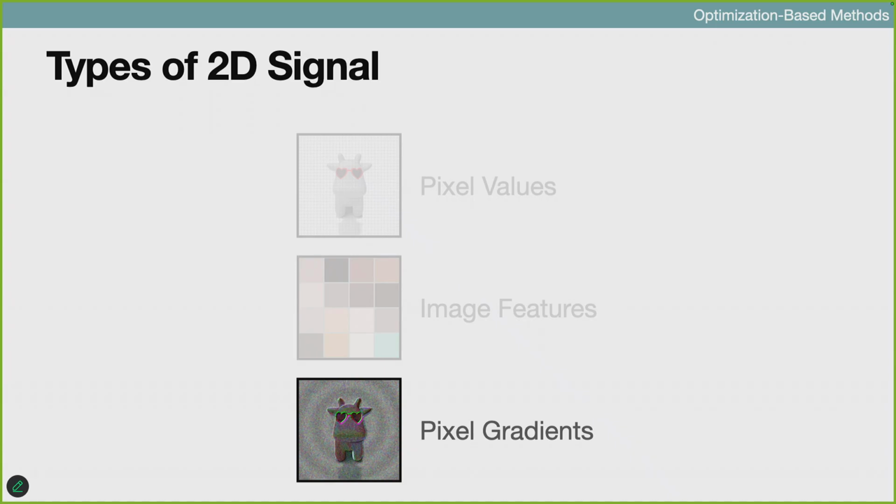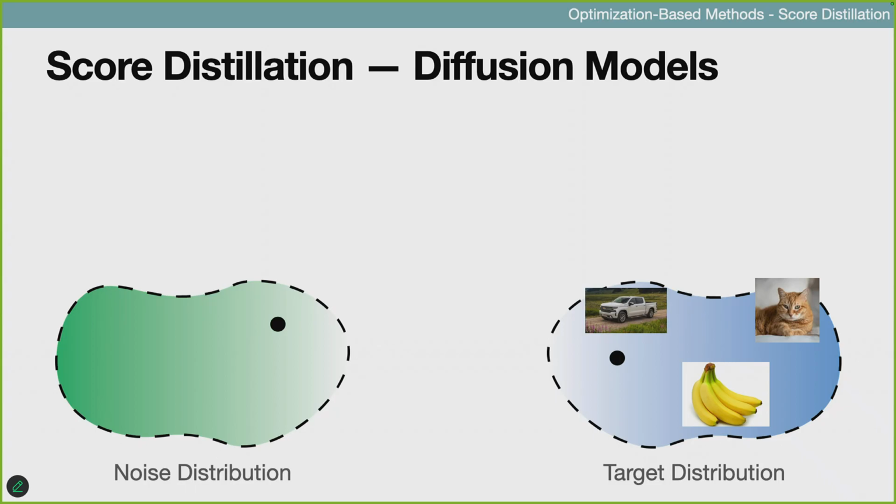So now let's quickly take a look at the final type of 2D signal we're going to talk about, and these are just direct per pixel gradients. So not just computing some loss and then getting the gradients, we're actually just feeding it gradients directly. And the application for this that we're going to talk about is score distillation.